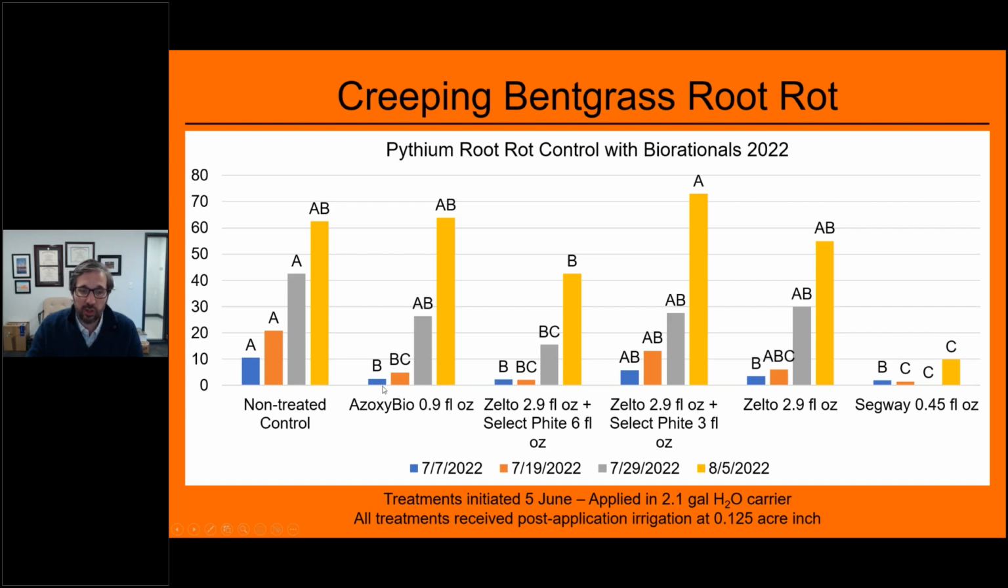But if you look at some of these earlier ratings in July, and even mid-July, we're seeing that some of these biorationals are actually holding up compared to the non-treated. So in this case, that combination of the Select Fight and Zelto being beneficial here, no different than the Segway on this 7/19 date. So, there is a possibility of some of these biorationals protecting the roots, but if incorporating them into a rotation program, much like the main topic today, I would look at them more early season when the pressure is a little bit low, and then obviously incorporate those chemical management options that I talked about earlier into the later season.